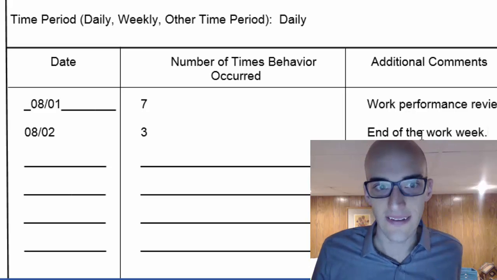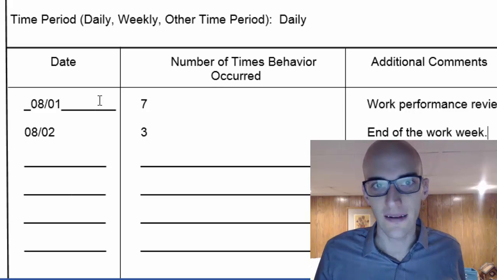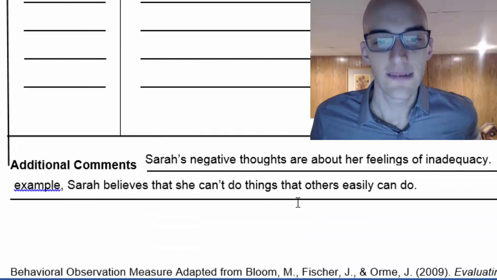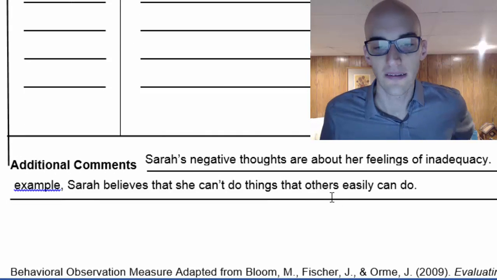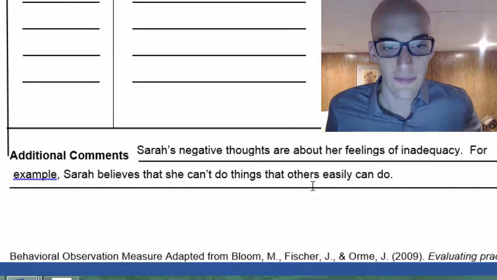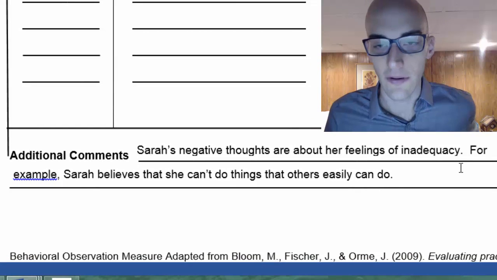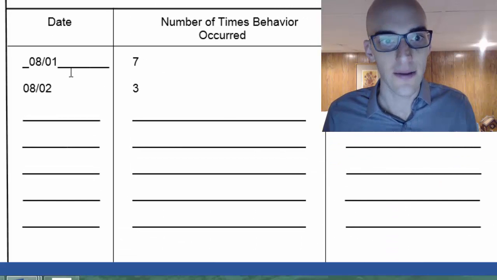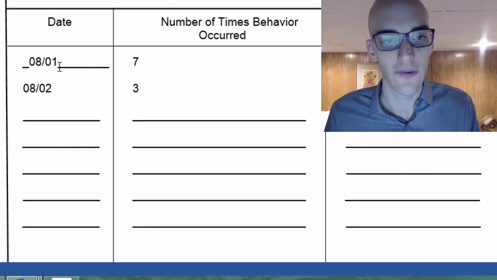So again, this is just a brief example, but you could figure out maybe something that looked a little bit better for you. And then on the bottom it says additional comments. Sarah's negative thoughts are about feelings of inadequacy. For example, Sarah believes she can't do things that other people can easily do. So this is again just keeping track of the number of negative thoughts that she's had about herself.